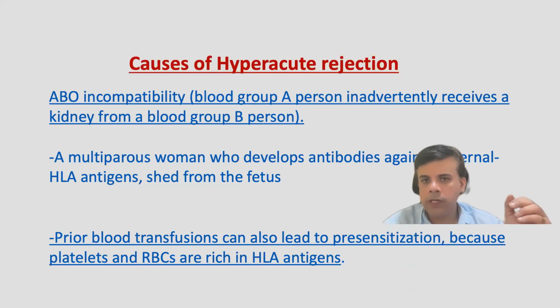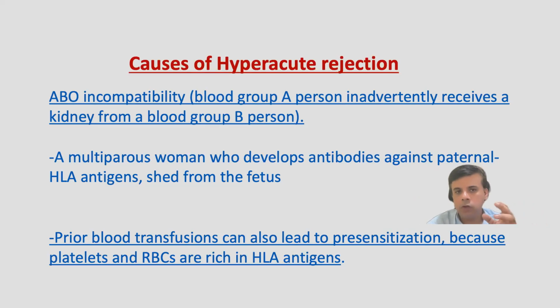Causes of hyperacute rejection, in which condition does it happen? It is rare, so it happens very rarely. It is a rare condition, but can happen when ABO incompatibility is there between the recipient and the donor. Multiparous women frequently develop antibodies against the paternal HLA antigens which are shared from the fetus. And now if her husband or relatives donate a kidney to the woman, there is a high chance of rejection. So that is an important feature.